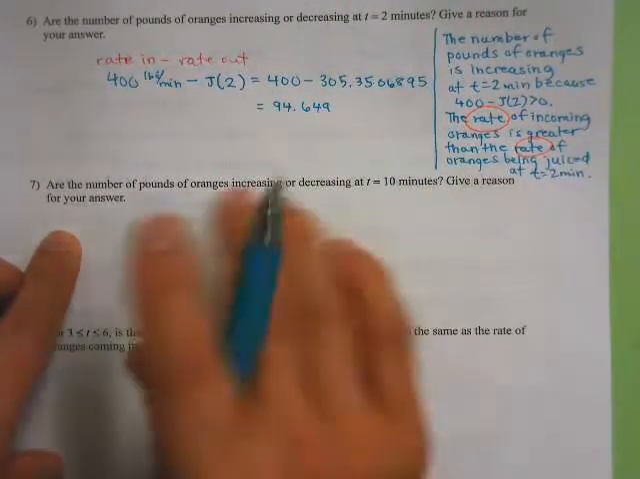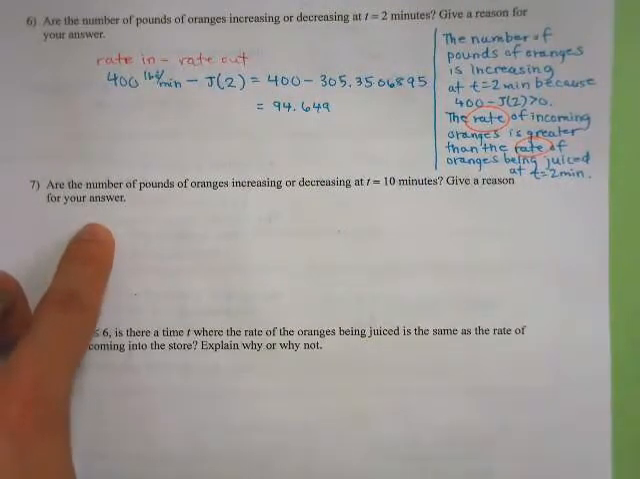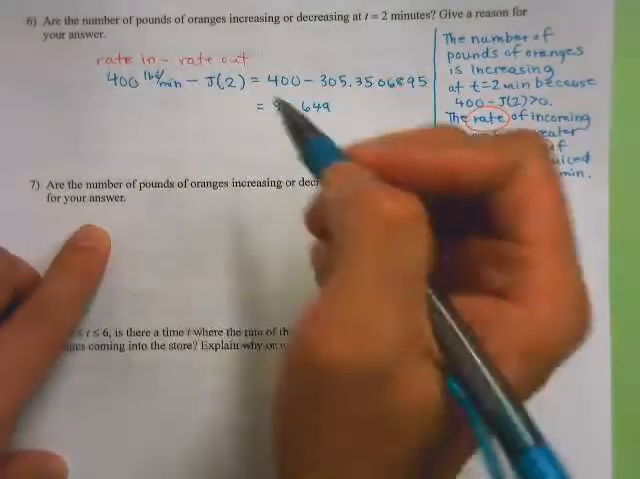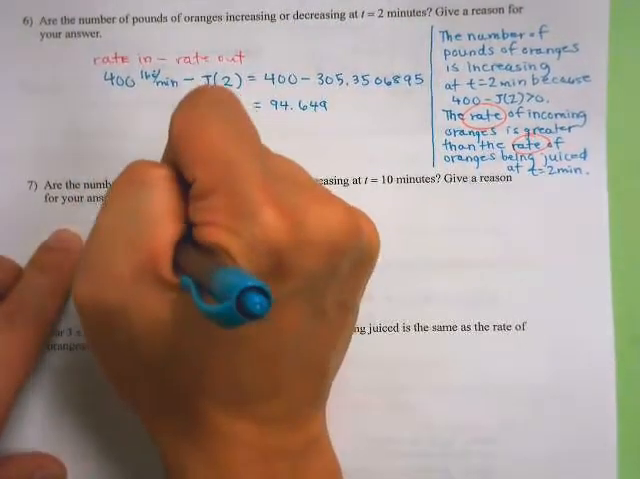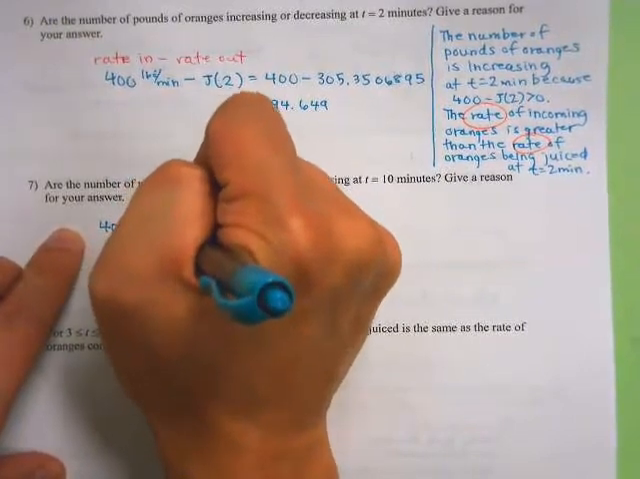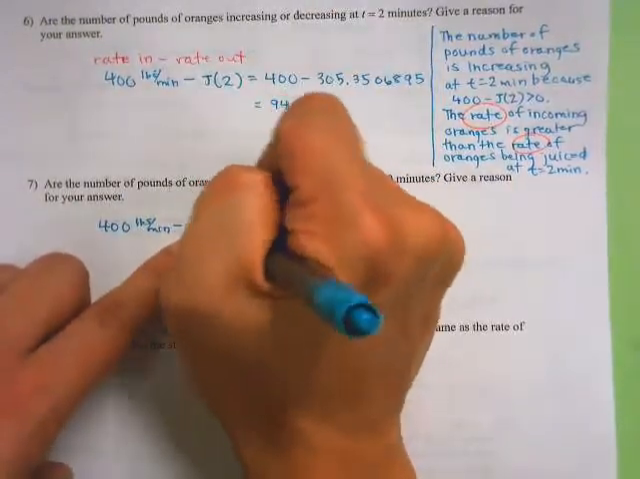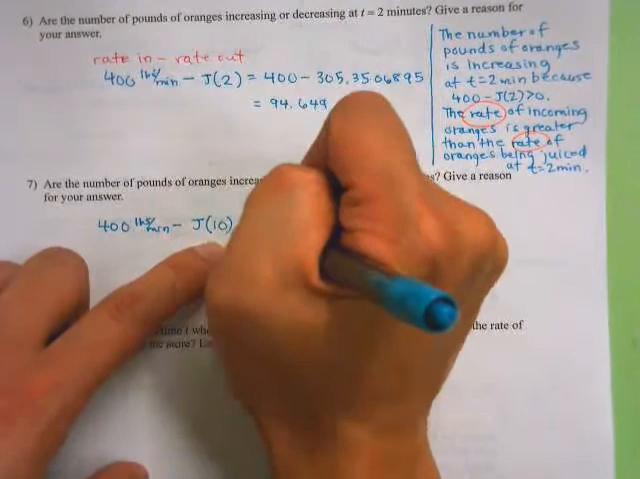So you can do rate in, rate out. I'm not going to write that. Tell me what to write next. 400. And then I'll just put pounds per minute, minus J of 10. Okay.